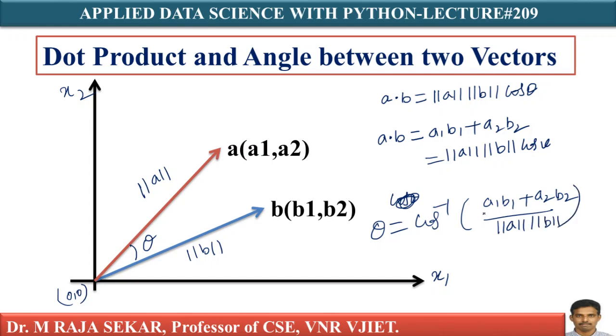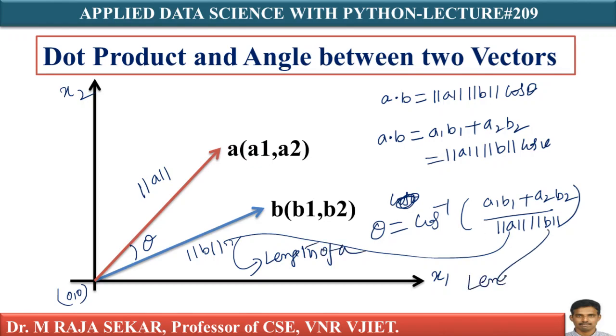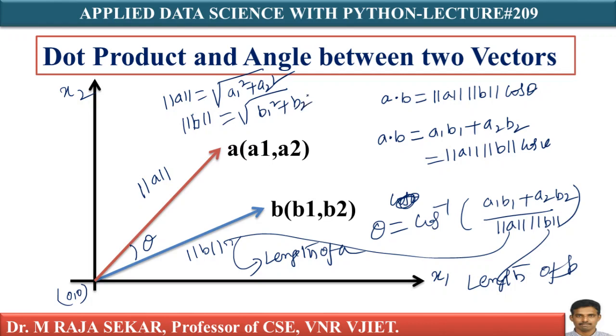That's the angle between. This is the length of A, isn't it? What about this? This is the length of B, isn't it? Length of A is nothing but norm A, equal to under root of A1 square plus A2 square. What about length of B? Norm B equal to under root of B1 square plus B2 square. This is simply the norm, the distance between the origin and this particular point.